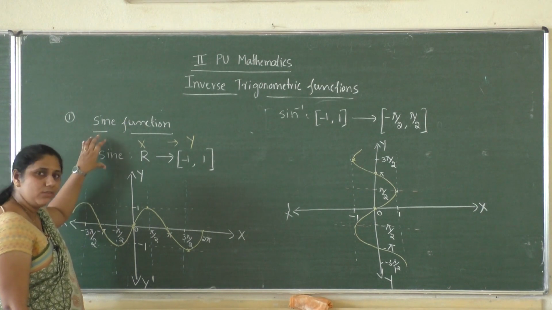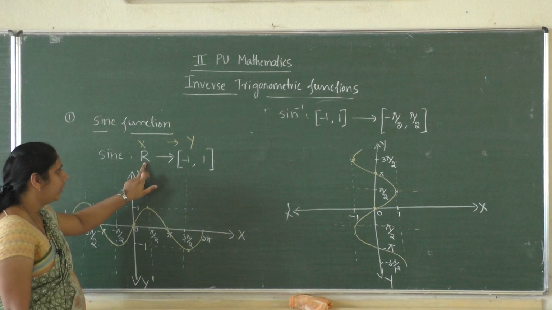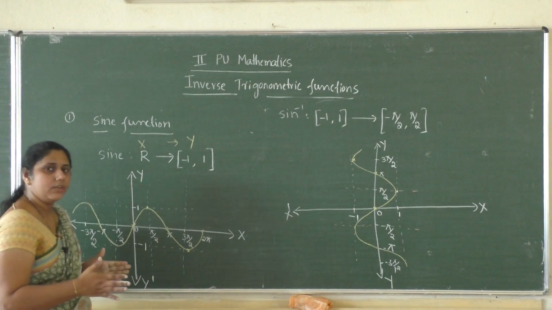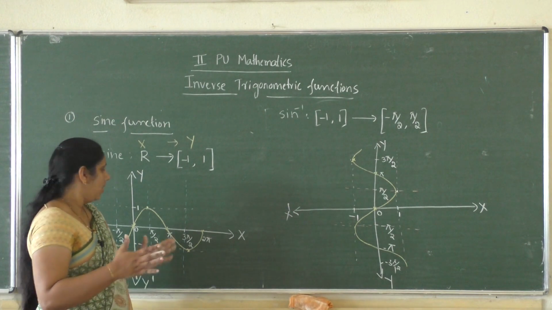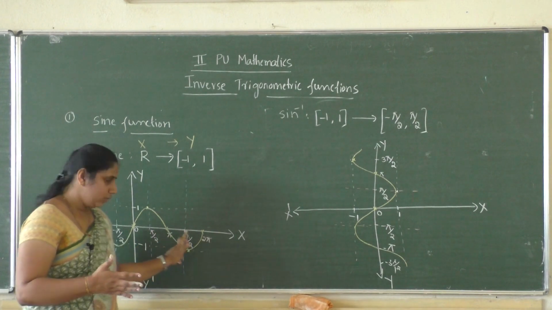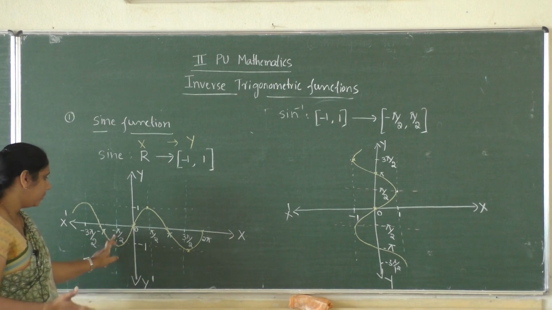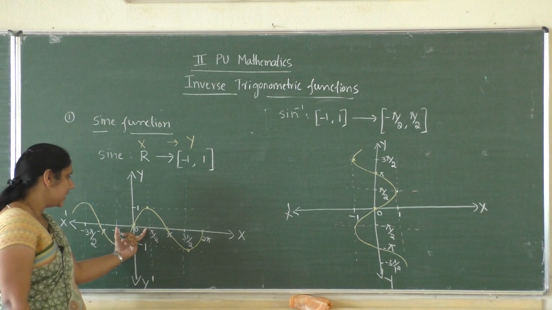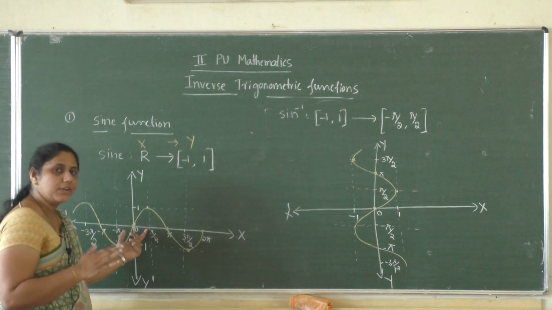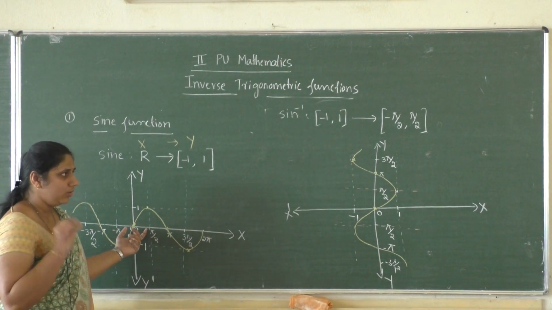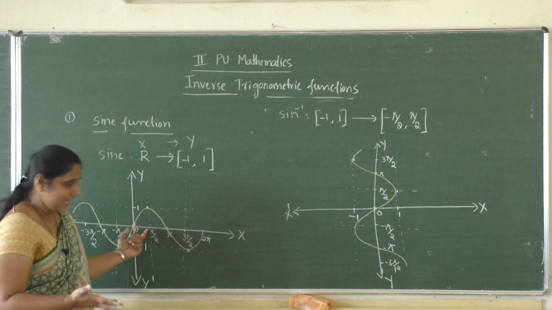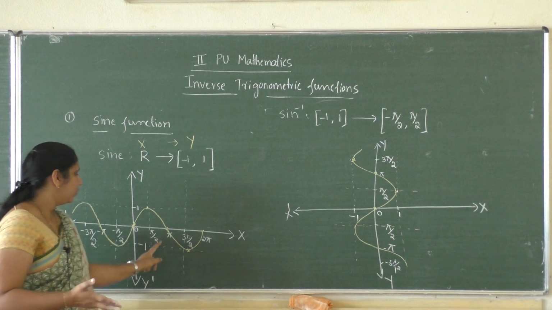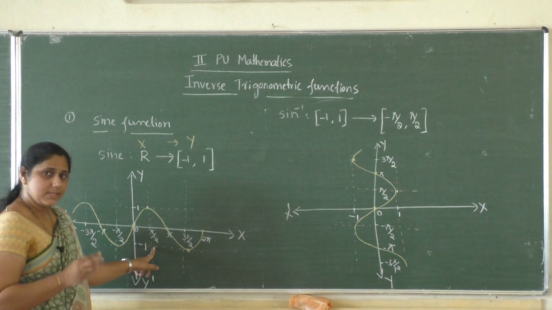In order to get the inverse of the sine function, we have to divide R into different intervals, like the closed interval minus pi by 2 to pi by 2, or pi by 2 to 3 pi by 2, or minus 3 pi by 2 to minus pi by 2. If we restrict the domain of the sine function to this interval, then the sine function is both one-one and onto, hence the inverse of the sine function exists. This value, minus pi by 2 to plus pi by 2, is called the principal value branch.